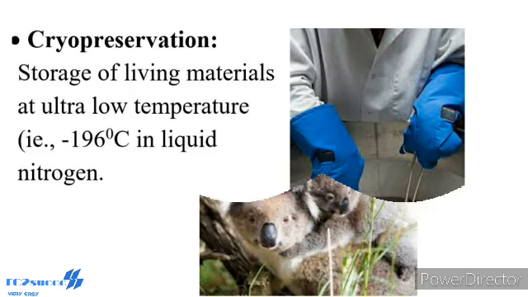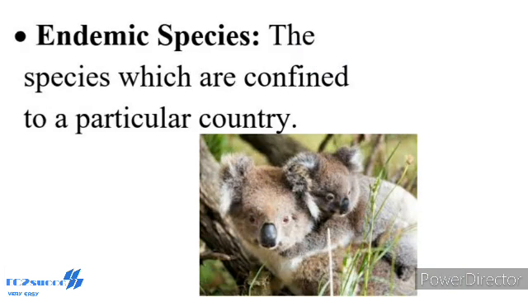Another one, endemic species: the species which are confined to a particular country. Endemic species of plants and animals exist only in one geographical region. Species can be endemic to large or small areas of the earth. Some are endemic to a particular continent, some to a part of a continent, and others to a single island. Any species found restricted to a specified geographical area is referred to as endemic.